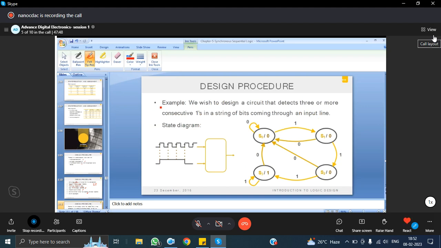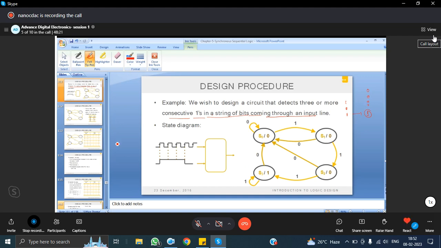Okay, so now let us suppose this is an example. A circuit that detects 3 or more consecutive ones in a string of bits coming through an input line. They ask questions like this. We wish to design a circuit that detects 3 or more consecutive ones in a string of bits coming through the input line. That means the output will always be 0. Whenever 3 ones come consecutively, the output will be equal to 1. Until those 3 ones come serially, the output will be equal to 0. So that is the logic behind this.